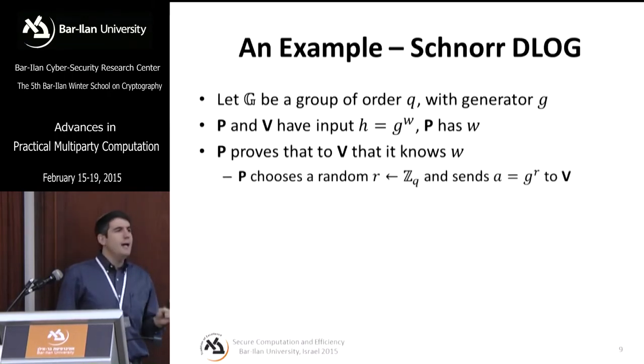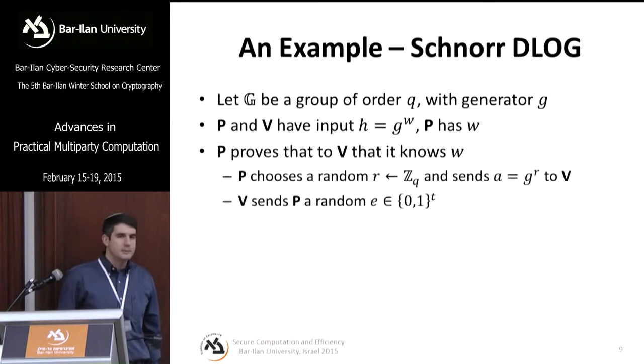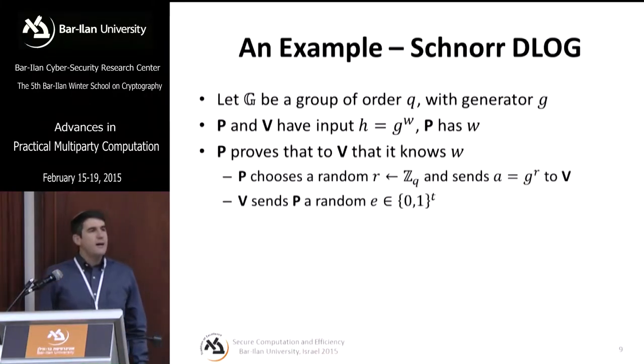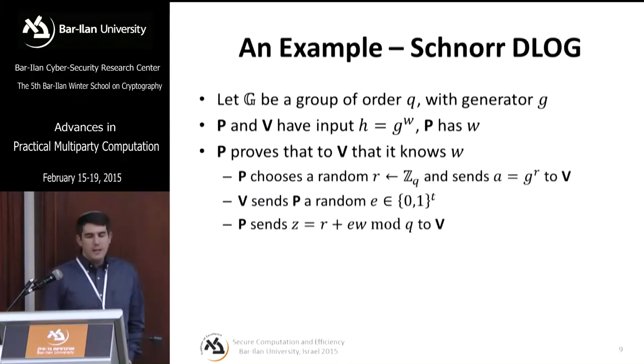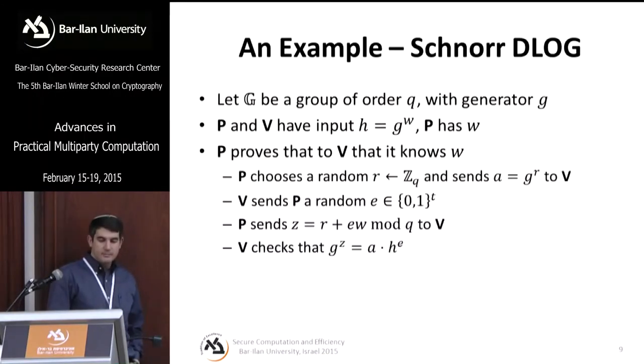P chooses a random R and sends A, which is equal to G to the power of R, to V. So this is just a random group element. The verifier then chooses a random challenge. This value E we call a challenge. It's a random challenge E of length T. The prover then replies with the value Z equals R plus EW mod Q to V. That's it. The verifier then just checks that G to the power of Z equals A times H to the power of E. Okay, that's the protocol.